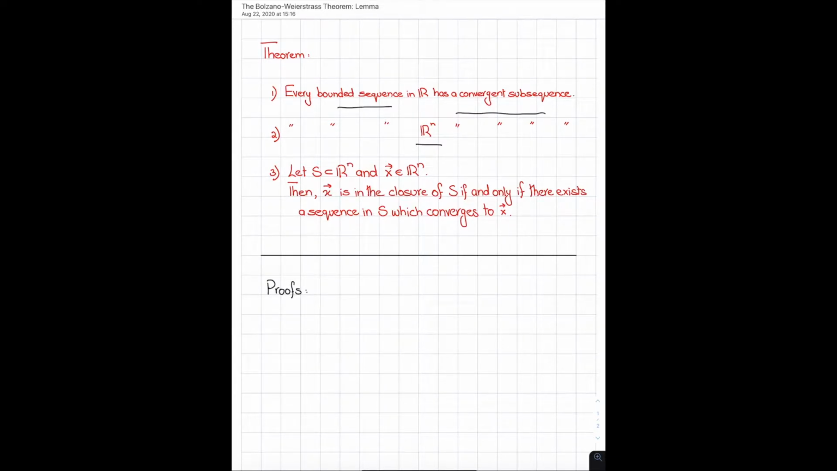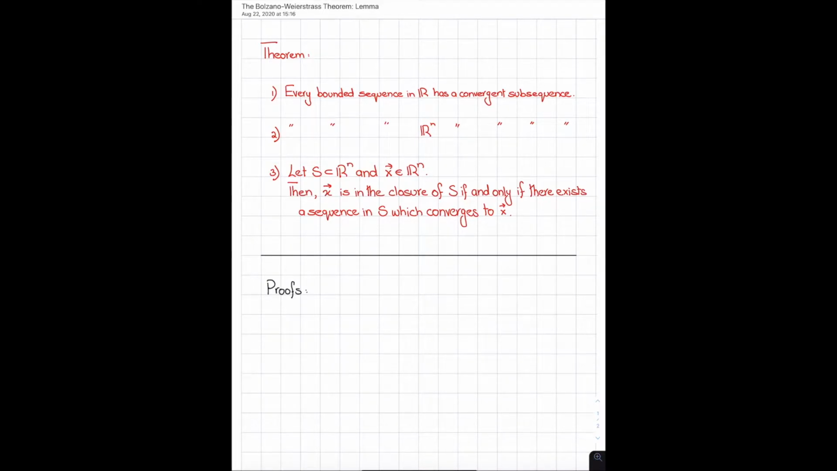And for those of you who know about completeness, it's actually the second definition that we use to basically define completeness in R^n. Okay. And then the third one says: let S be a subset of R^n and x be a vector in R^n. Then x is in the closure of S if and only if there exists a sequence in S which converges to x.